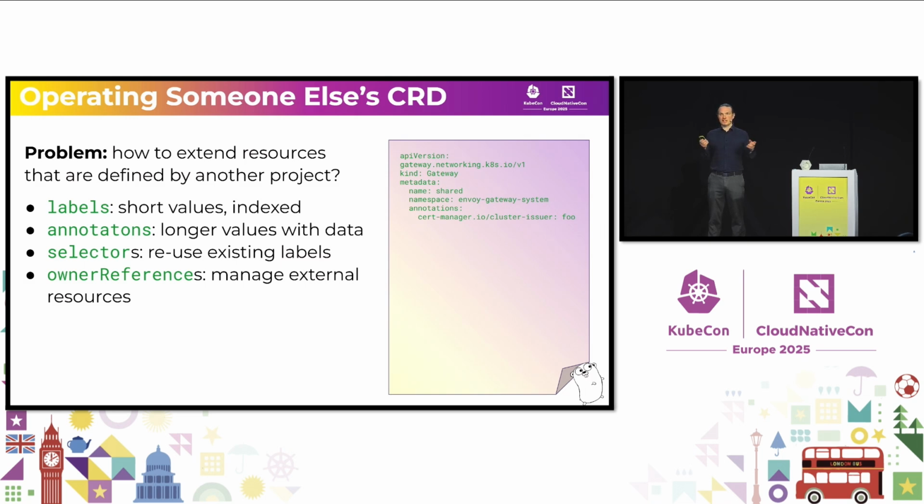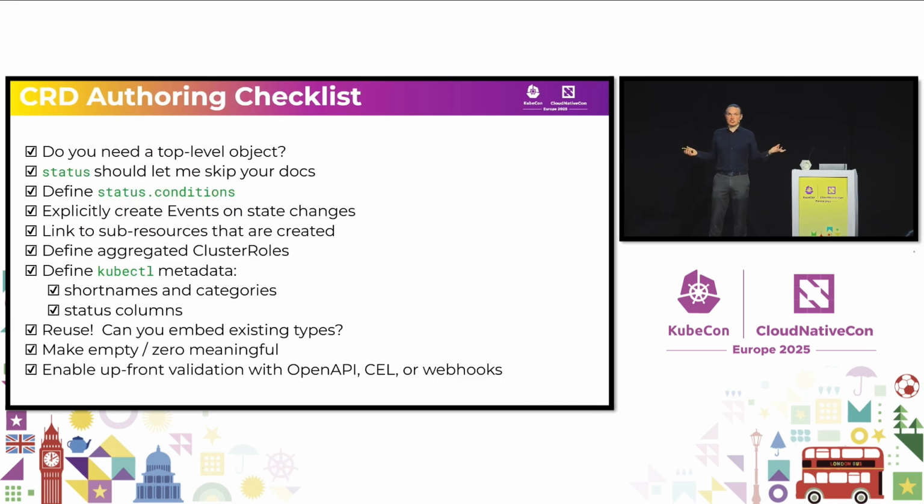Nginx Ingress famously has a whole ton of annotations that you can use to control the generated Nginx config, and it only occasionally blows up in your face. That's a place where labels wouldn't work, because labels are intended to be really short things that you can search on. And so this is the authoring checklist.